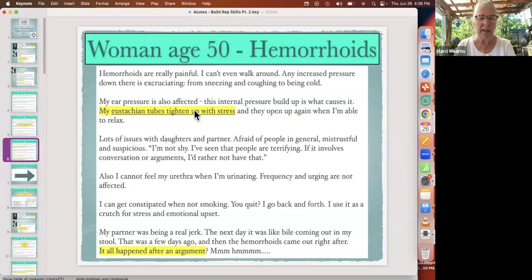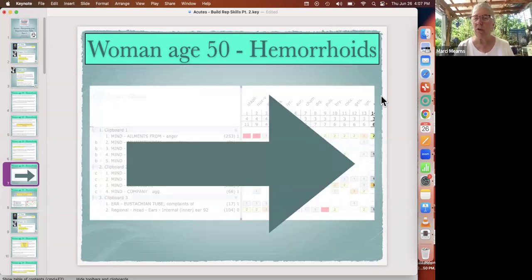Okay, so for the SRP, I actually noted the tightening of the eustachian tubes with stress. We don't hear about that every day of the week, right? And then, of course, the etiology down here at the bottom of the page, it all happened after an argument. All right, so let's go ahead and go to the repertory and see what I did for those first two symptoms.